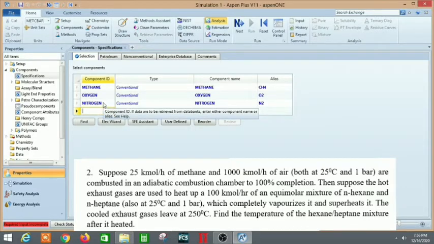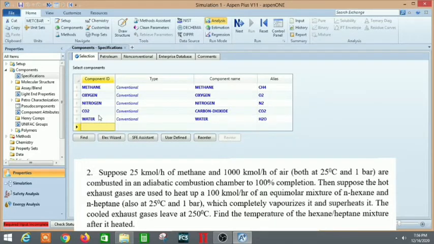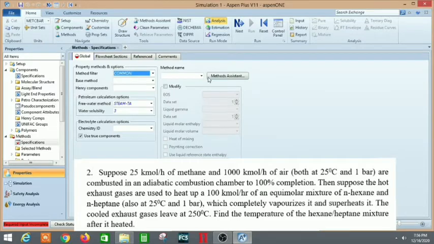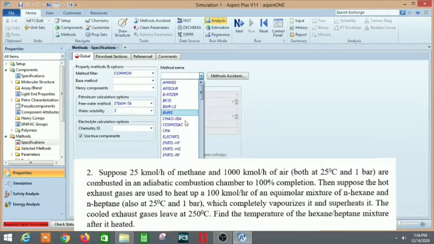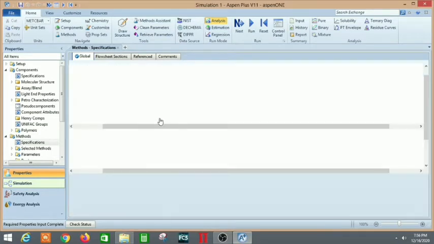So carbon dioxide, CO2, and water. And then we have hexane and heptane, which will be input to the heat exchanger later on. So let's write hexane and heptane. Let's click on next, this N button here, and select a method. A property package, say HYSYS, and let's go to the simulation window.